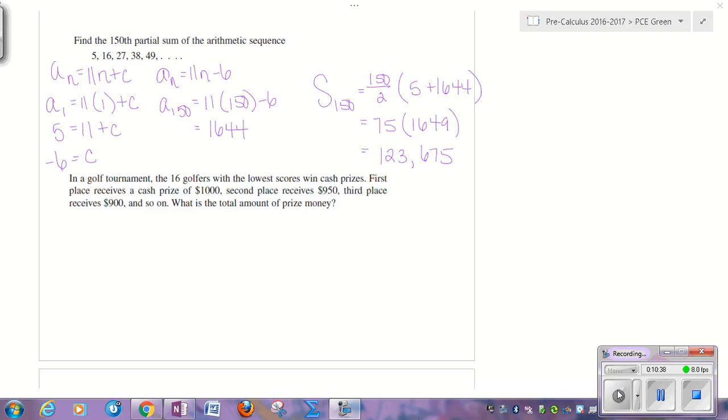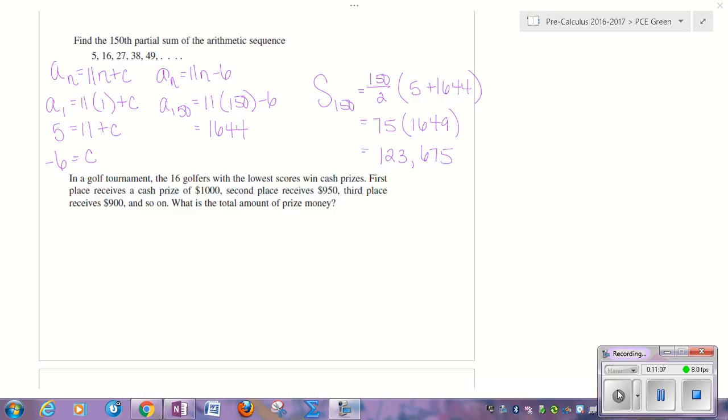Okay, so what I did was I went through and I found the general form. I noticed that the common difference was 11 going from one term to the next. General form was 11n minus 6 then. Allowed me to find the 150th term, which was 1,644. And then I had to find the sum of 150 terms. So I put that into my sum formula, which you get on your test, by the way, and which led me to the sum of 123,675.